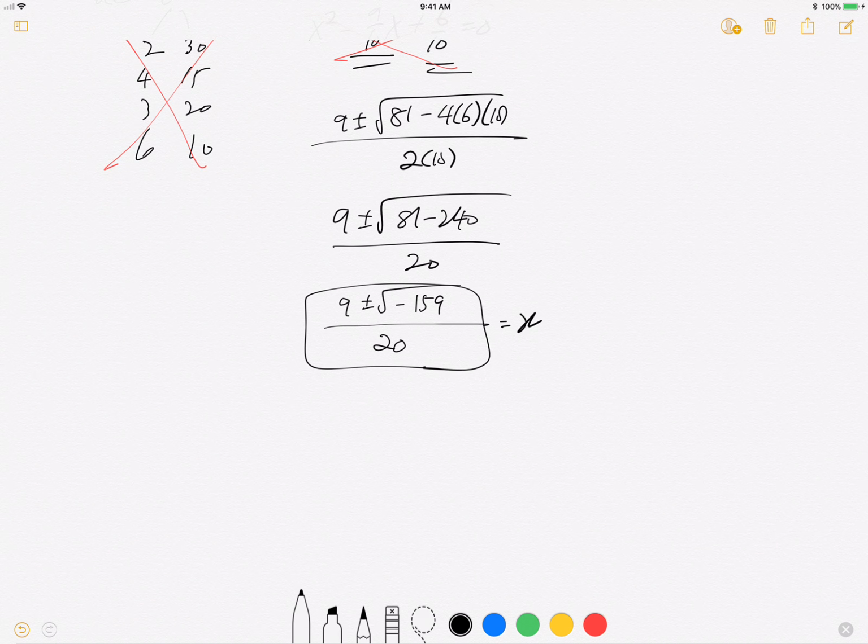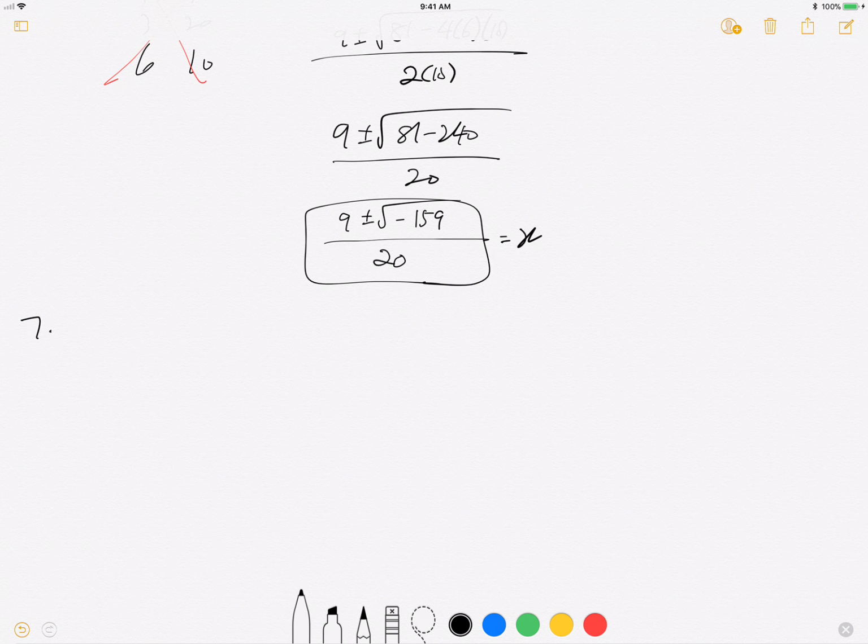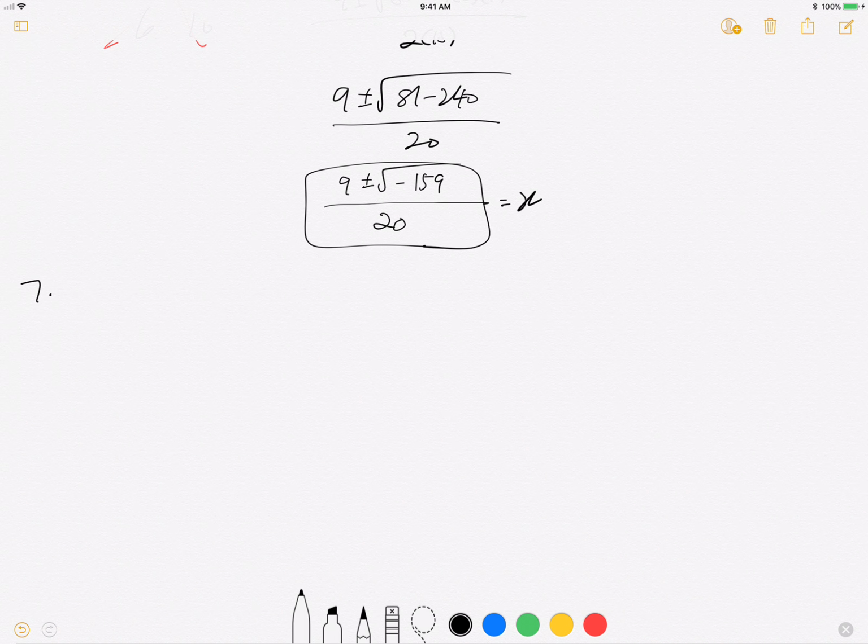Okay, so now after that's done, let's take a look at the graphing. For the graphing, what I'm going to ask you to do is all of the following: axis of symmetry, vertex, domain, range, x-intercepts, and y-intercepts.